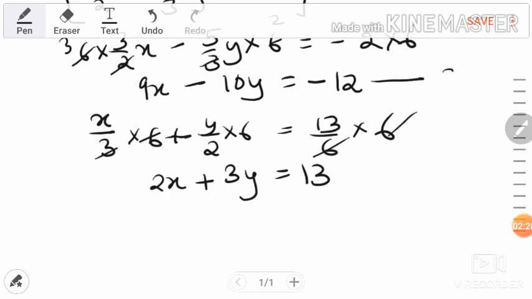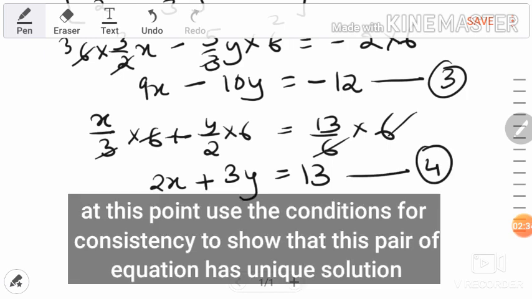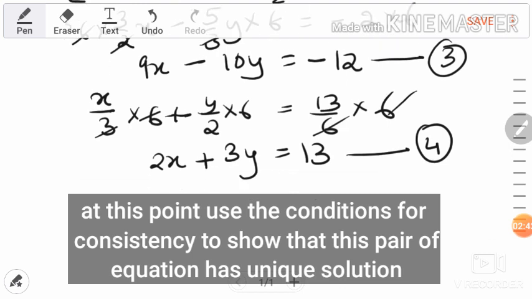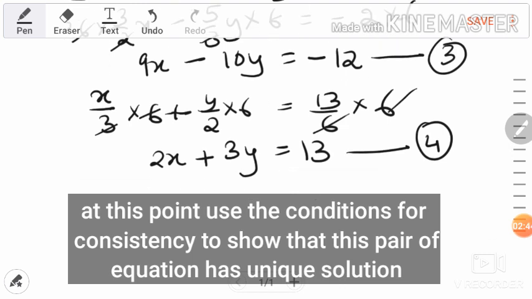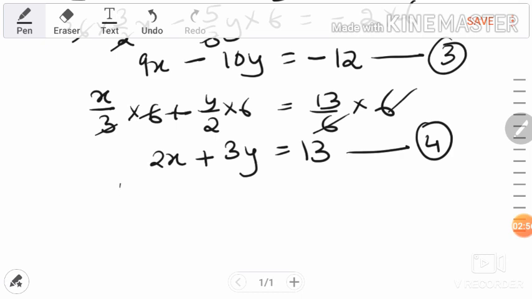Now these are our reduced equations. Check if we can reduce them further by dividing by common factor. No. So the next step is to use any one equation to find the value of one variable in terms of the other. So let's start with the equation 4.